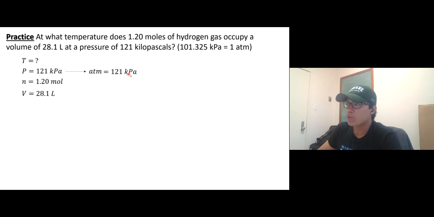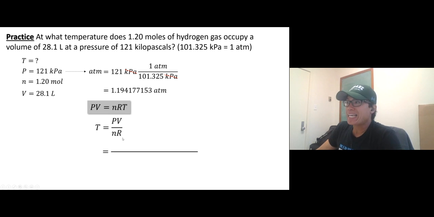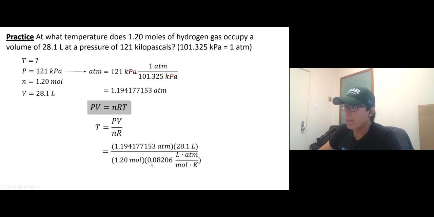So we have 121 kilopascal, and 101.325 kilopascal is 1 atm. Put kilopascal at the bottom, atm at the top. Do the math. You should get that number in atm. Keep everything there. Don't round off yet. All right, PV equals nRT. We want to solve for T, so move nR to the left side. So T equals PV over nR. The new P is 1.1941 and so on atm. Volume is 28.1 liter. Mole, 1.20 mole. And R is 0.08206 liter atm per mole Kelvin.